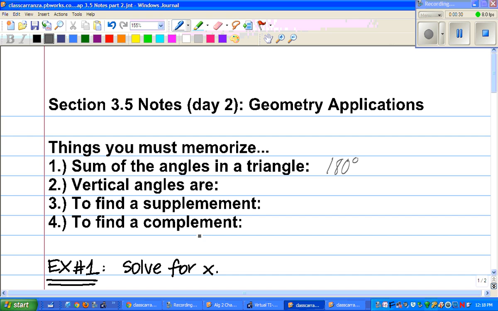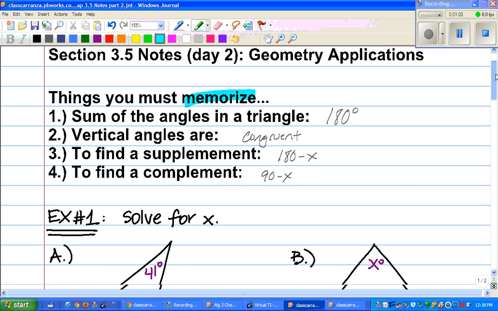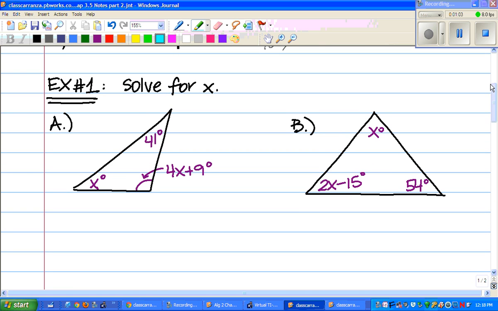Okay, vertical angles are, do you remember? Those are congruent. To find a supplement of an angle, you would do 180 minus the angle, and to find a complement would be 90 minus x. Okay? So just a couple of things that you must read, memorize. All right, let's start going through some examples.